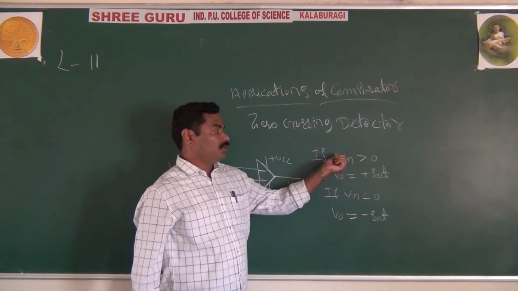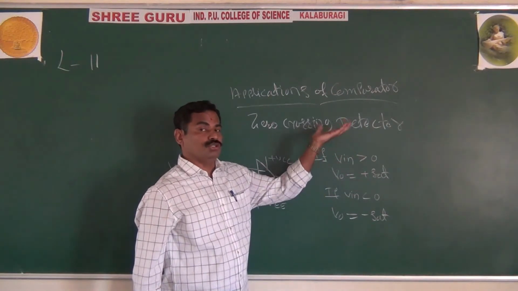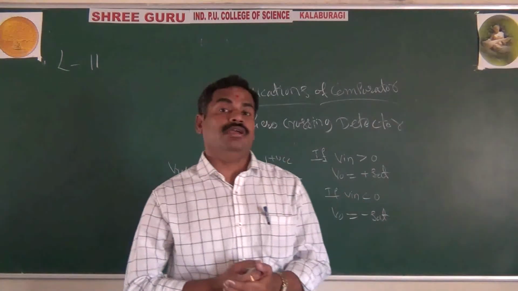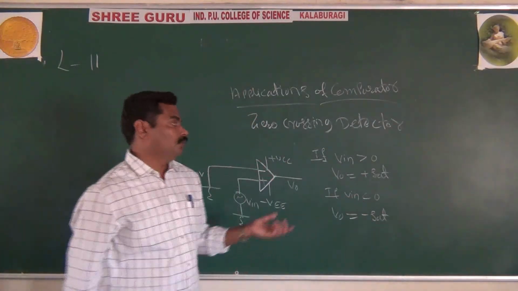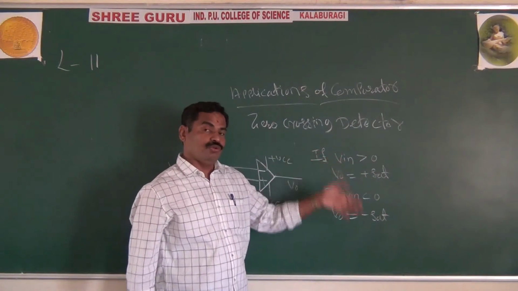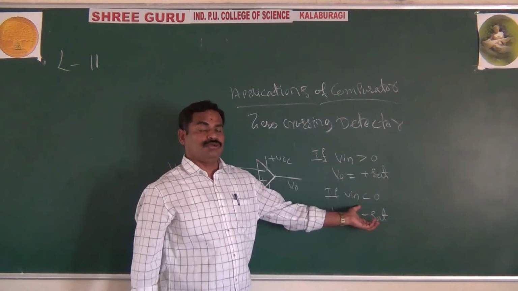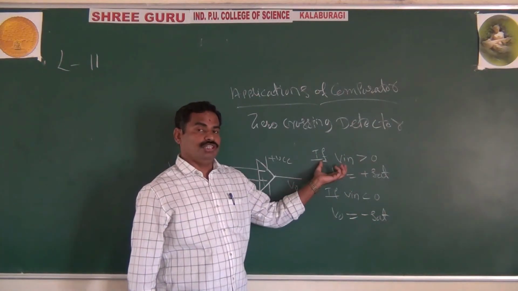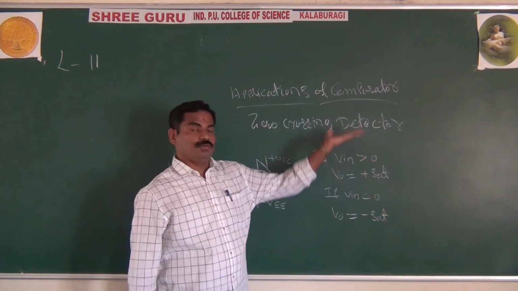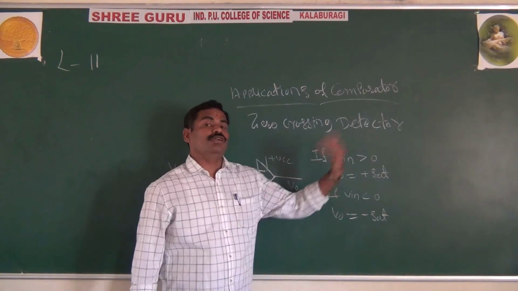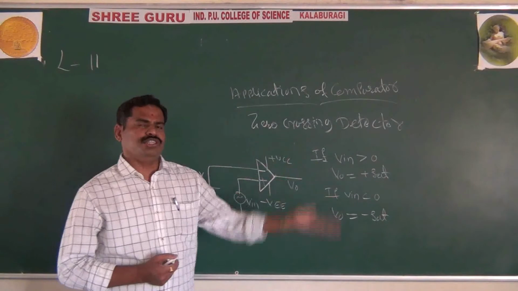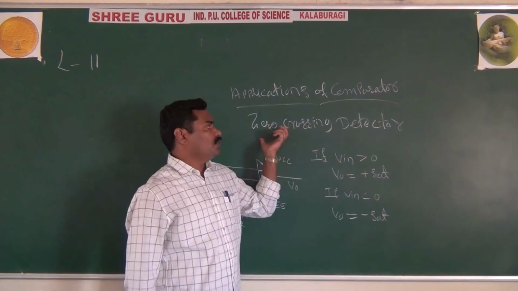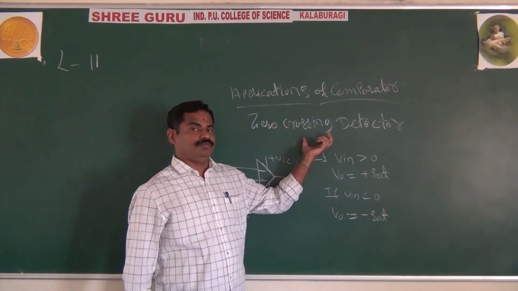Here, whenever the input voltage crosses 0 in the positive direction, we may get the output in positive saturation. If the input voltage moves towards the negative side, we may get negative saturation. In simple words, whenever the input voltage crosses 0, towards the positive or negative side, your output will change from positive saturation to negative saturation, or from negative saturation to positive saturation. That is called a zero crossing detector.